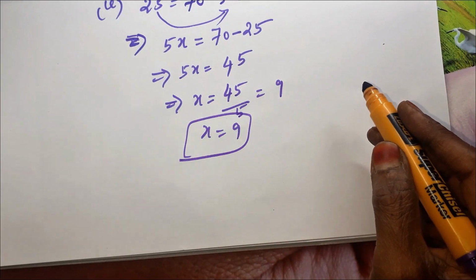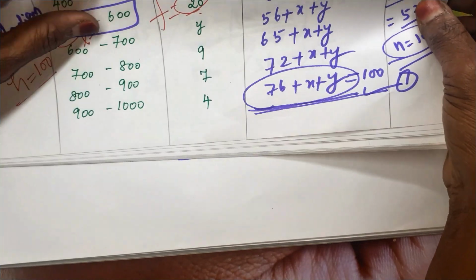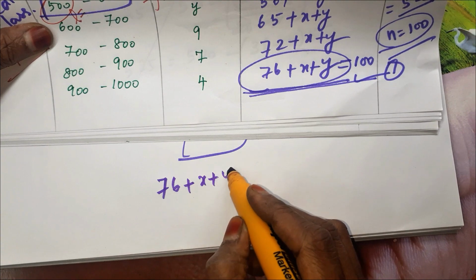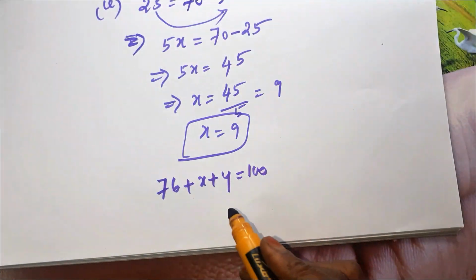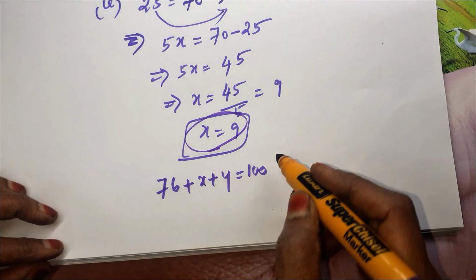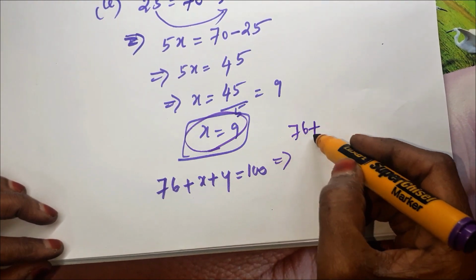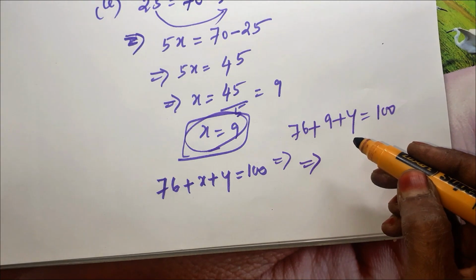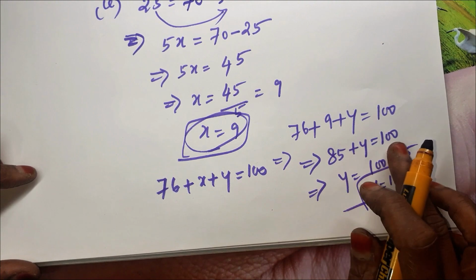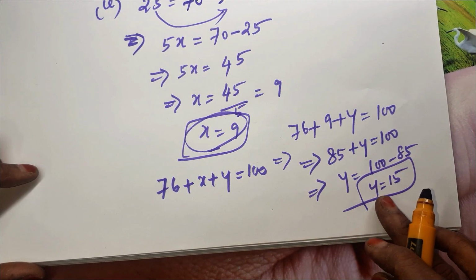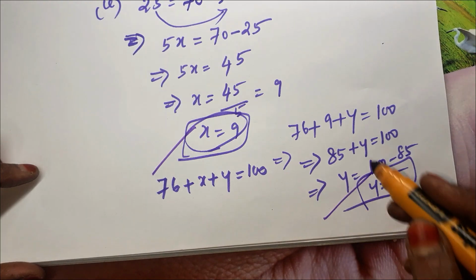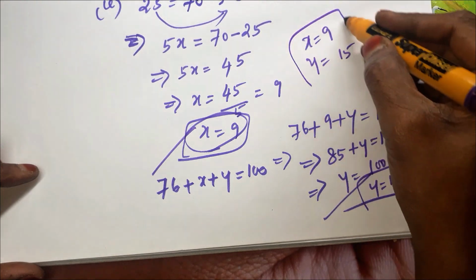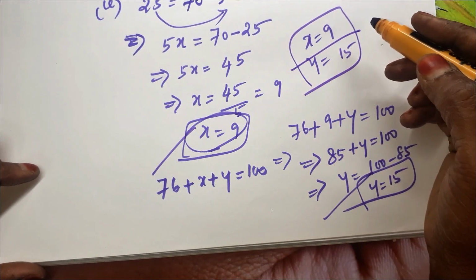Already we have one equation connecting x and y. This is the equation we have for x and y: 76 plus x plus y equal to 100. Now we got x as 9. We are going to substitute that here. So 76 plus 9 plus y equal to 100. On simplifying this we are getting 85 plus y equal to 100. y is equal to 100 minus 85. y is equal to 15. So we got the missing values: x is equal to 9 and y is equal to 15. So using the data given, we got the missing frequencies.